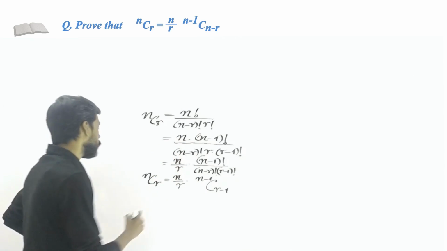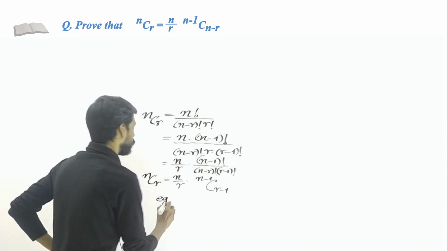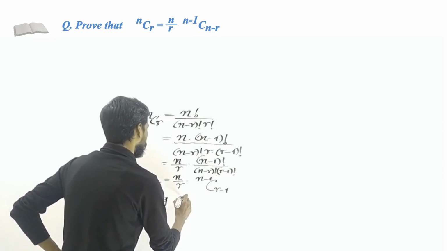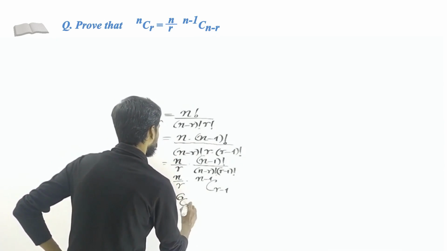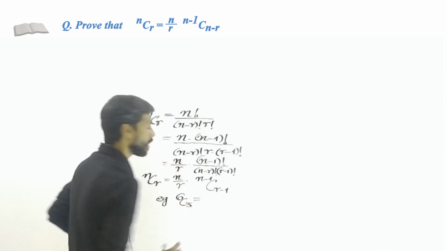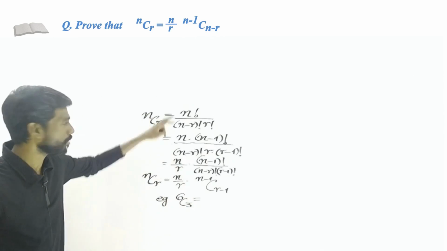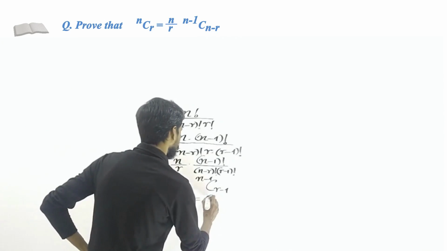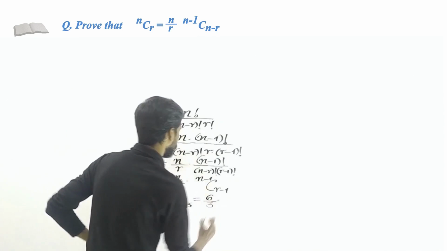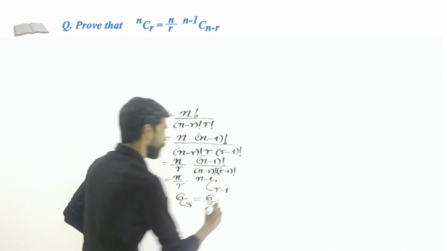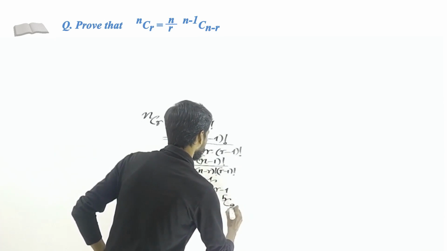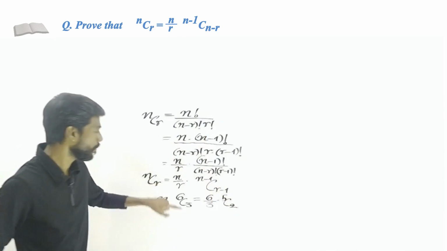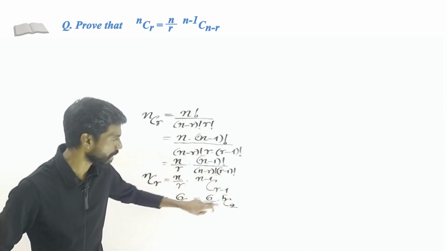If you want to reduce this, let me take a simple example. If you want to find 6C3, you can directly find it, we have the formula. You can also write it as 6 divided by 3 multiplied by 1 less than that, so 5C2. That is this result. 6 minus 1 is 5, 3 minus 1 is 2. So 6 by 3, 5C2.